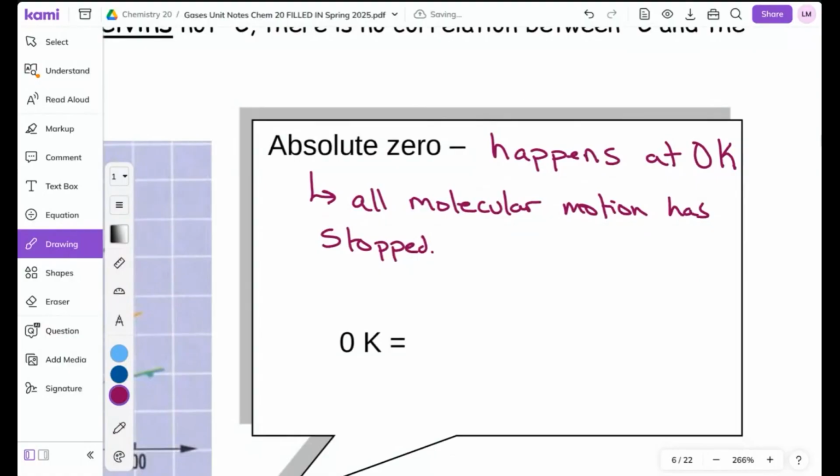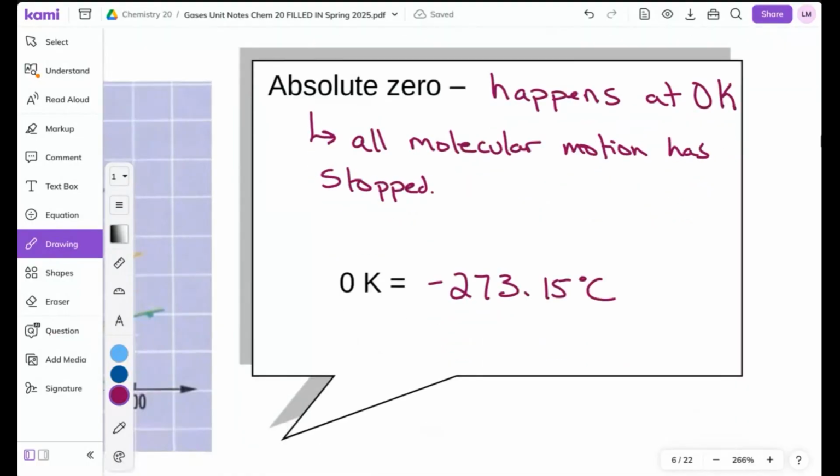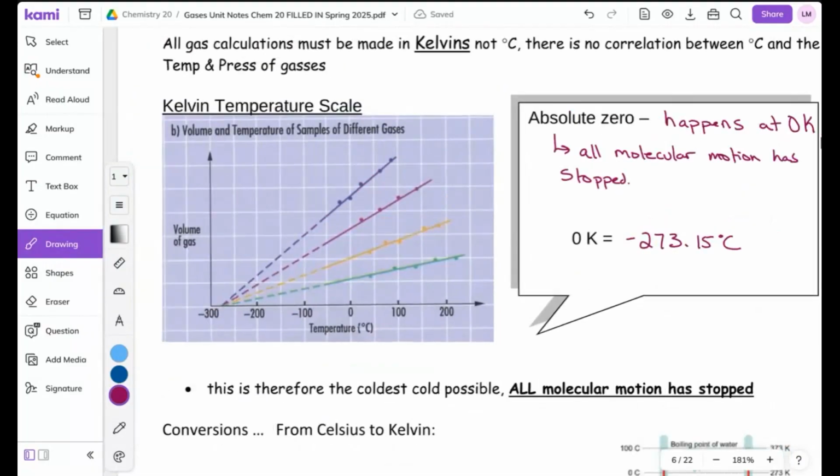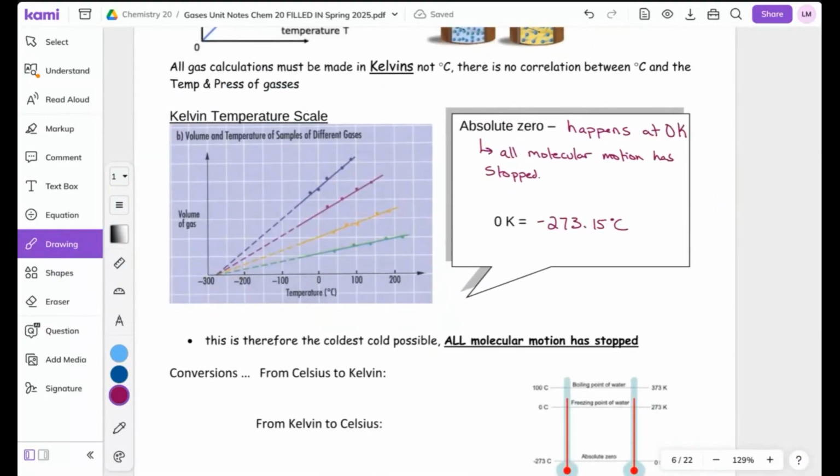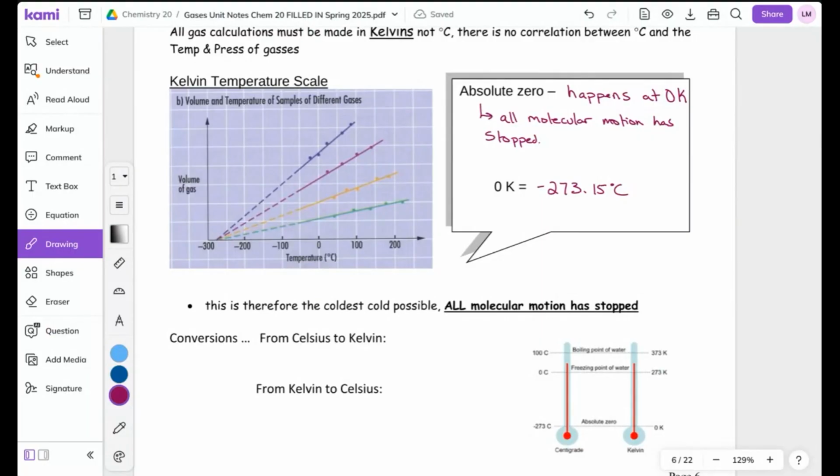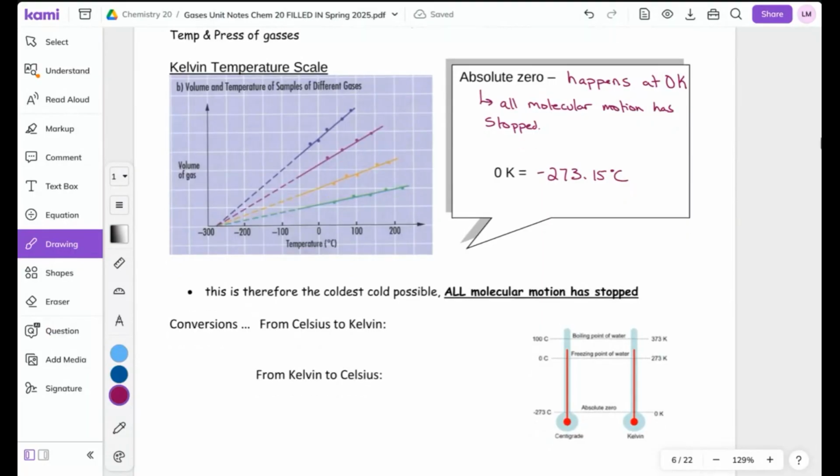So 0 Kelvin is equivalent to negative 273.15 degrees Celsius. 0 Kelvin, or absolute zero, is the coldest you can possibly get. You cannot get any colder than that. Negative Kelvin temperatures do not exist. So the most important piece here is that absolute zero is when all molecular motion has stopped.